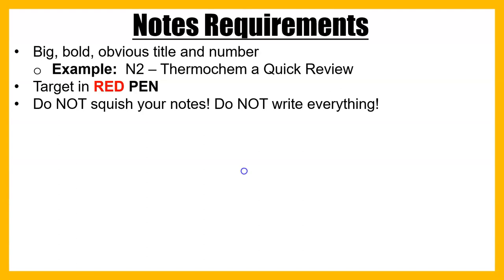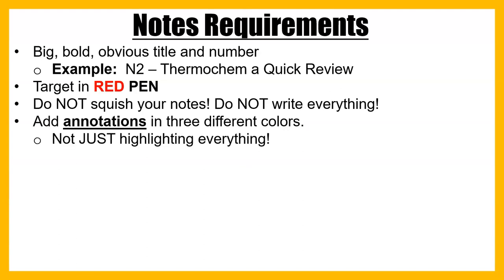You need to add annotations in 3 different colors afterwards. I did not just randomly come up with the number 3. Something about our brain responds to seeing 3 different colors on a piece of paper. So you need to be using 3 different colors. You are not just highlighting everything. You should use a little bit of highlighting, sure. You could use color coding, but you should have annotations, which are little notes to yourself, reminders, tips, things like that.